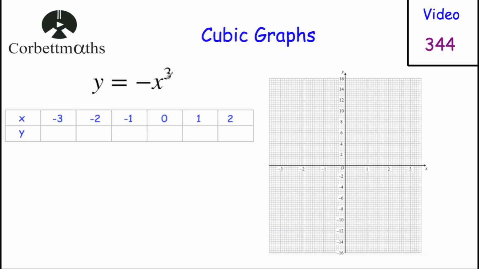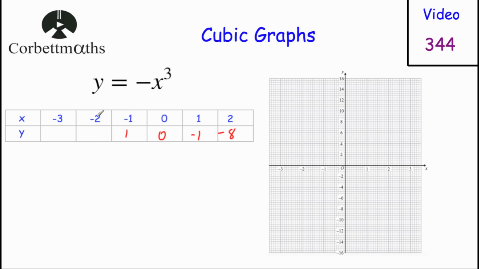So what this means is we're going to cube our value of x, and then we're going to make it negative. So we're going to do 2 cubed. So 2 times 2 times 2 is 8, but we're going to make it negative, so it's going to be negative 8. Then we've got 1 times 1 times 1, which is 1, but we're going to make it negative, so negative 1. Then we've got 0 times 0 times 0, well, that's just 0. Then we've got negative 1 times negative 1 times negative 1. That's negative 1. But we're going to make it negative. What that means then, because it's already negative, it means we're going to make it positive. So it's going to be 1.